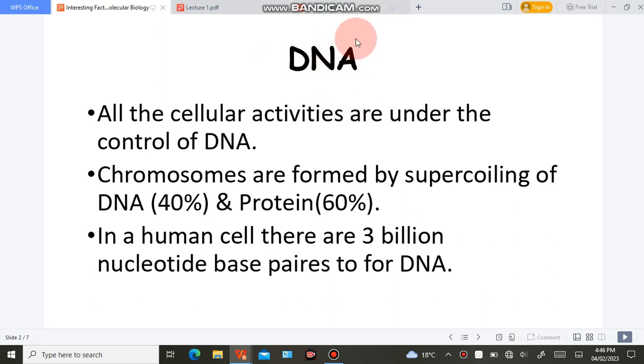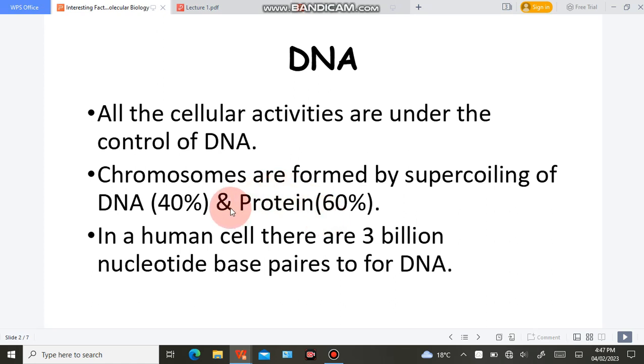So DNA is a very important structure that is found in living organisms and it is involved in the transfer of genetic information from one generation to the next. This DNA is supercoiled to form chromosomes, and these chromosomes are made up of DNA and protein. The DNA is 40% of the total chromosome and the proteins, which are basically histone proteins, are 60%.